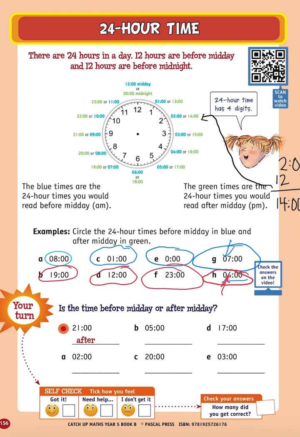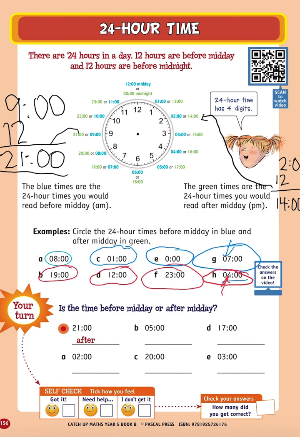Let's do another one. Say it's 9 o'clock at night, so it's 9 p.m. But you want it in 24-hour time, add 12. 9 plus 12 is 21. So 2100 is 9 p.m. It's just an easy way of working out 24-hour time. So add 12 to any of the numbers in the afternoon to get your 24-hour time.